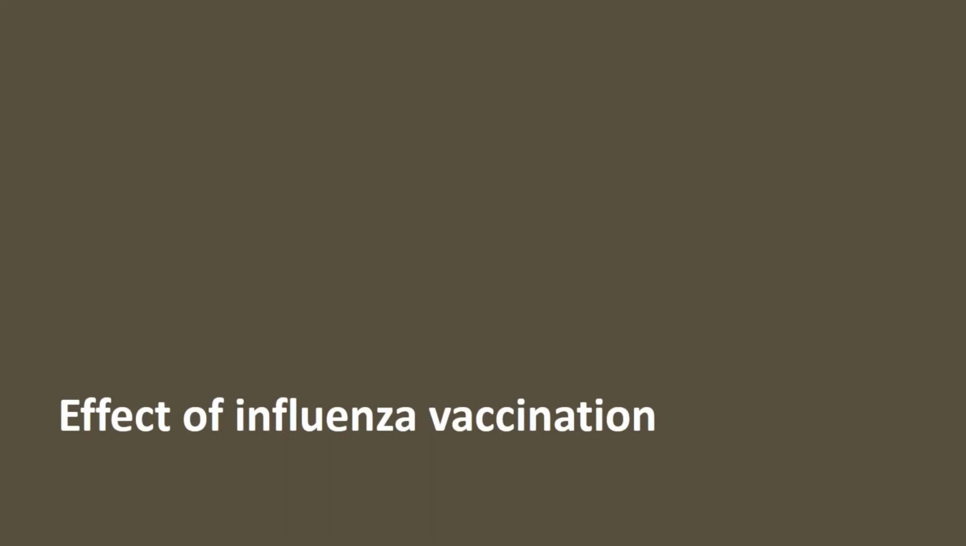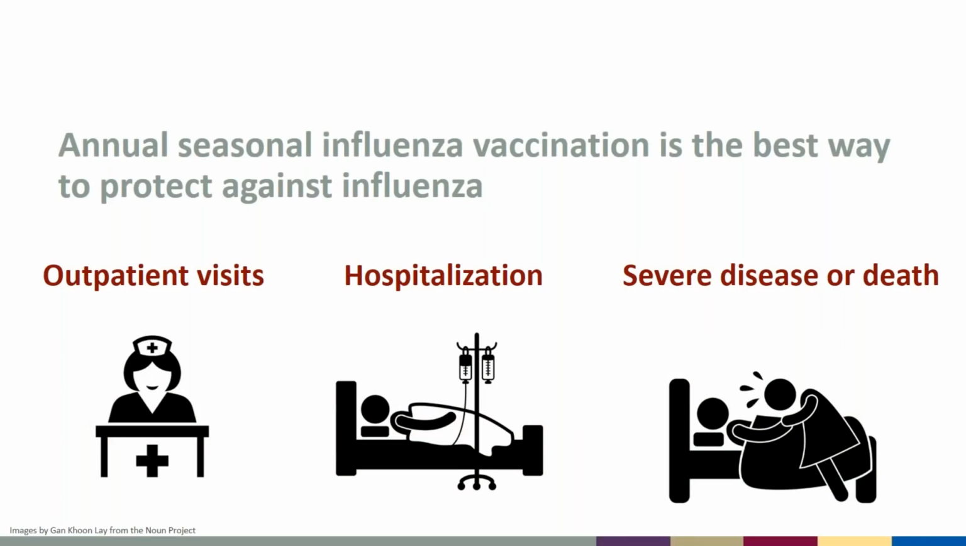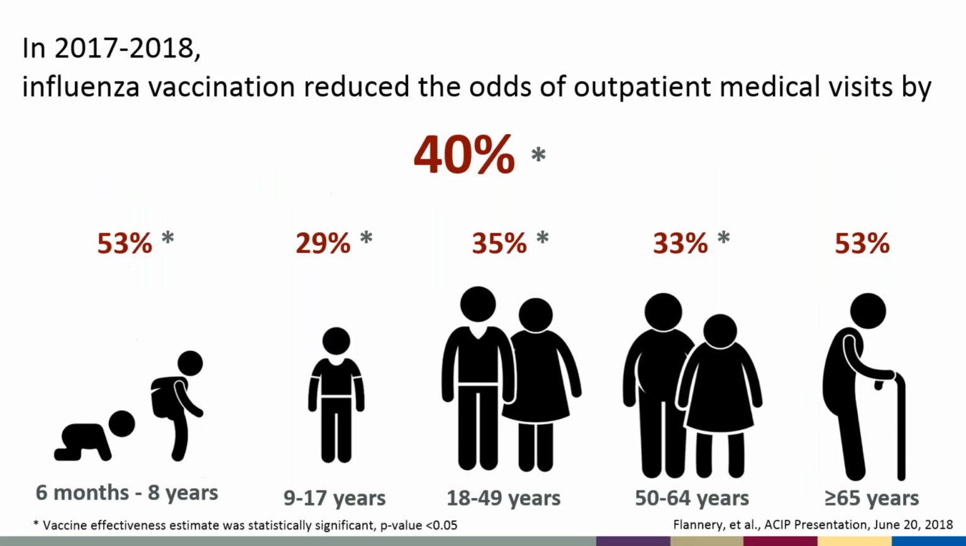Last season was a prime example of how widespread and severe influenza epidemics can be. And we know that annual seasonal influenza vaccination is the best way to protect against flu. The vaccine is imperfect, but it does protect against outpatient medical visits as well as hospitalizations related to flu and even severe disease or death. Preliminary estimates from the 2017-18 season indicated that the influenza vaccine reduced the odds of flu-related outpatient medical visits by 40% overall. Though this effectiveness did vary by age, as you can see on this slide.